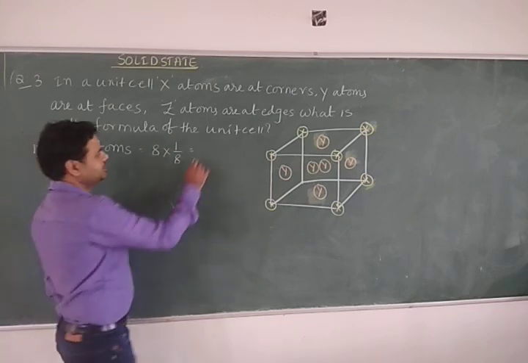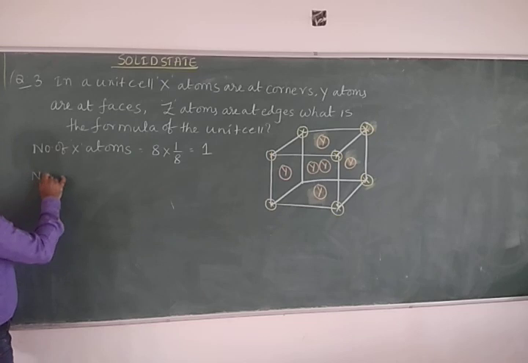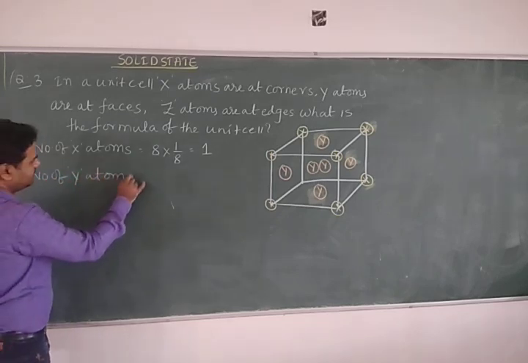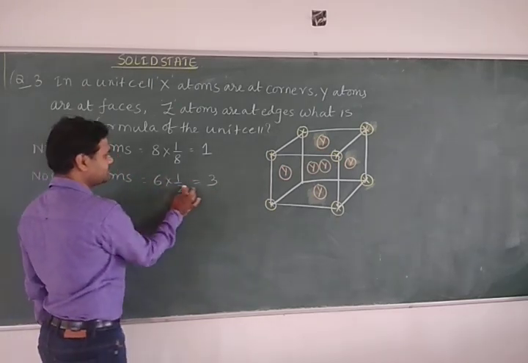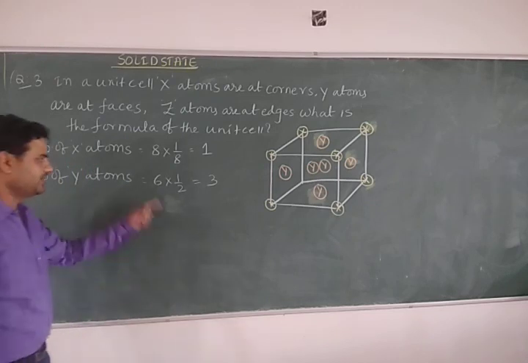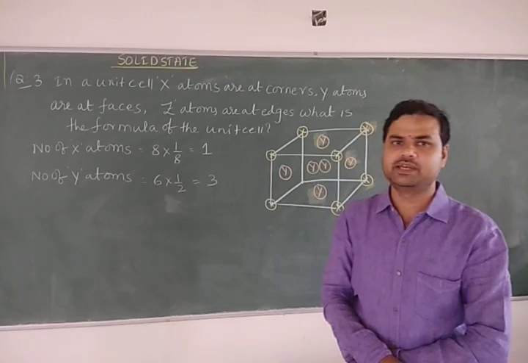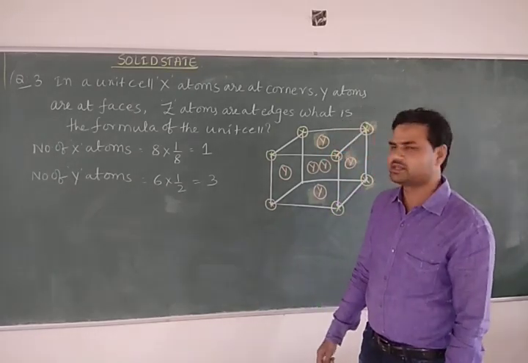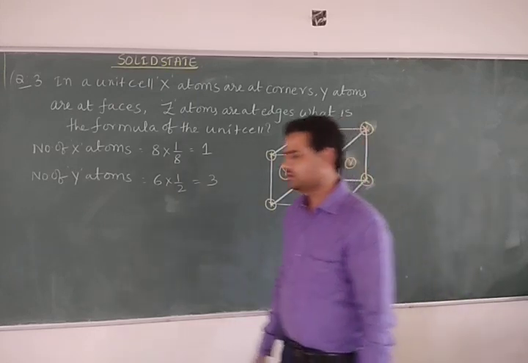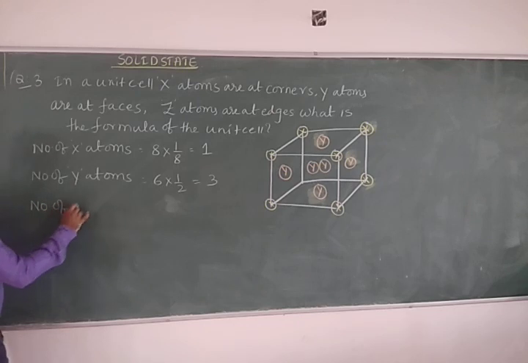Contribution is 1 by 8, therefore it is 1 only. Is it clear? Next, number of Y atoms. So that is 6 into 1 by 2. You know that at faces, the total number of faces is 6. What is the contribution at a face? At a face, the contribution is 1 by 2. Therefore, the number of Y atoms is 3. And at edges, the number of Z atoms.